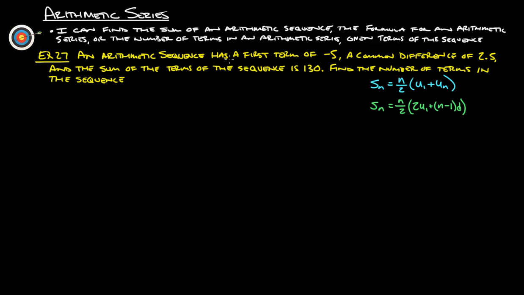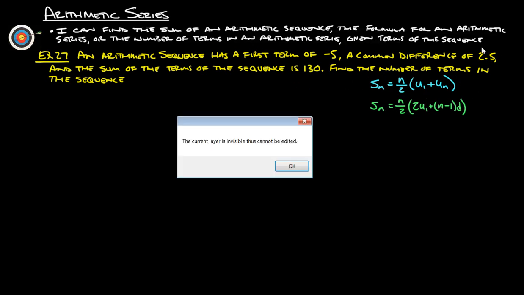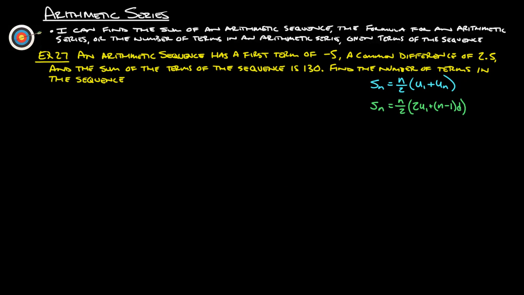Example 27. An arithmetic sequence has a first term of negative 5, a common difference of 2.5, and the sum of the terms of the sequence is 130. Find the number of terms in the sequence. So we have these two formulas to choose from. Here's the thing that I see. 2.5 is our common difference, so that's going to have to go there. There's no spot for it in there, so let's use this formula here.